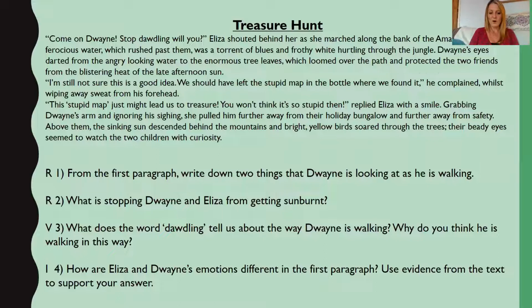And then the fourth question is an inference question. How are Eliza and Dwayne's emotions different in the first paragraph? So how are they different from each other? What do you think Eliza's emotions are like? What are Dwayne's emotions like? But I want you to use evidence from the text to support your answer. So you might say something like, in the text it says, and then put your quote on.